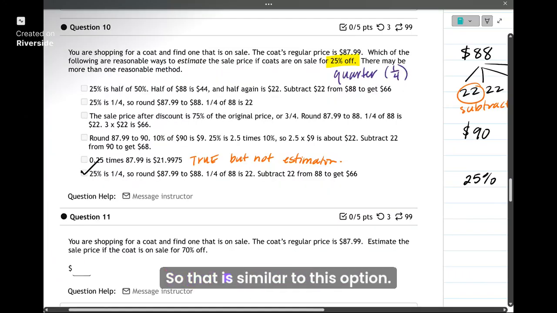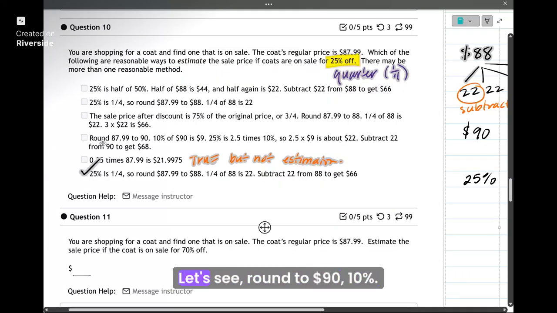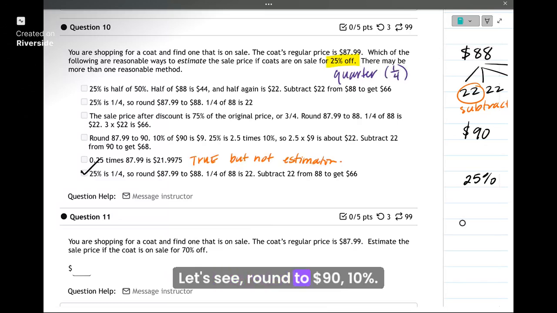So that is similar to this option. Let's see. Round to $90, 10%, that works. 10% of 90 is 9. 25% is 2 and a half times that, and so 2.5 times 9 is about 22, yep, and then subtract 22 to get 68.